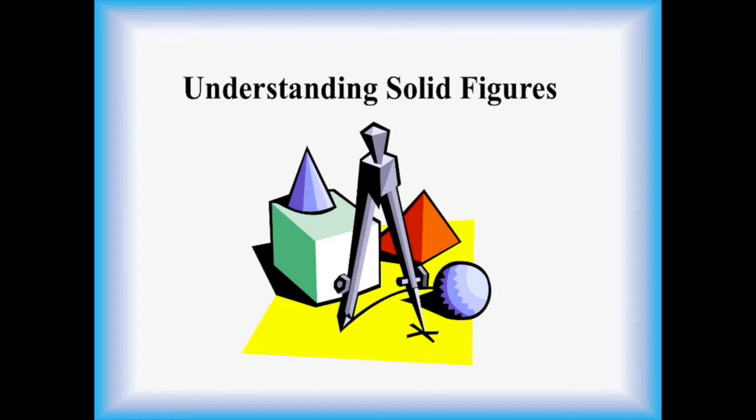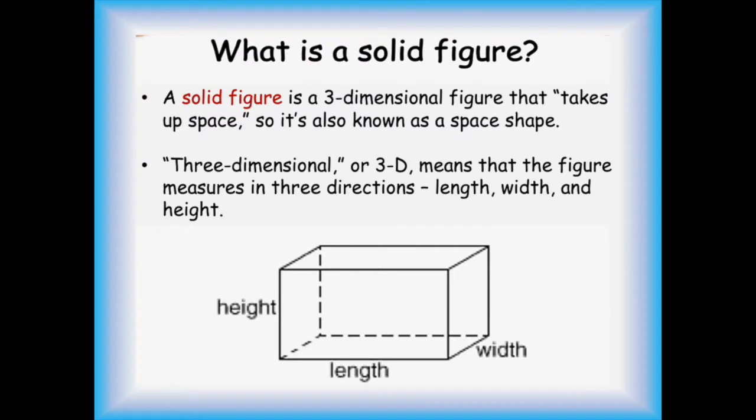Welcome to today's lesson on understanding solid figures. First, we've got to ask, what is a solid figure? A solid figure is a three-dimensional figure that takes up space, so it's also known as a space shape. Three-dimensional, or 3D, means that the figure measures in three directions: length, width, and height. Check out the figure below of a rectangular prism where it shows length, width, and height.